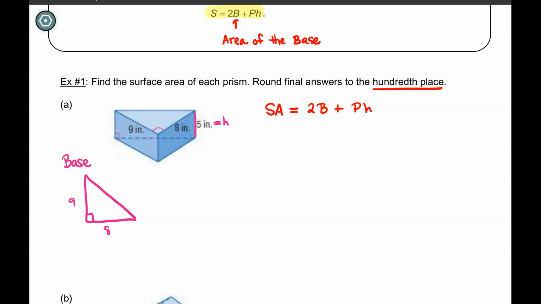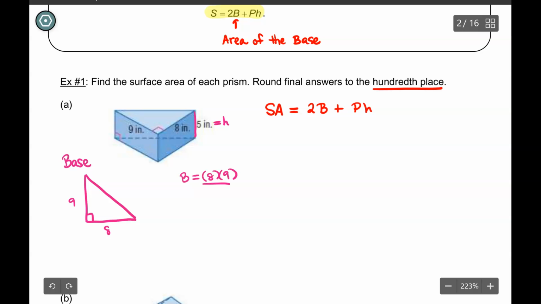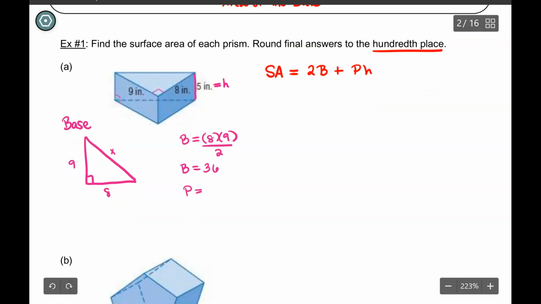So here I need to work with the area of the base. Well, it's a right triangle, so we'll do base times height divided by 2. So our area of the base is going to be 36. And then for the perimeter, I need to use the Pythagorean theorem to find that third side. So we'll have 8 squared plus 9 squared equals x squared. So we'll have 64 plus 81. So I'll just write square root of 145, and we can plug that into our calculator later. So we'll have 9 plus 8 plus square root of 145.